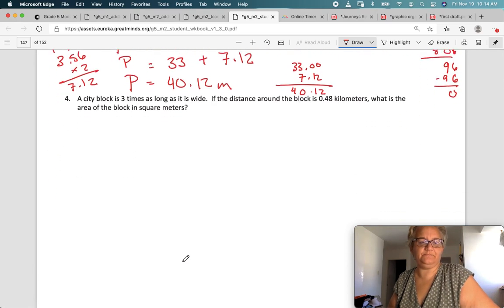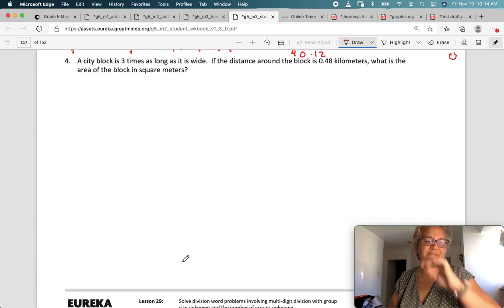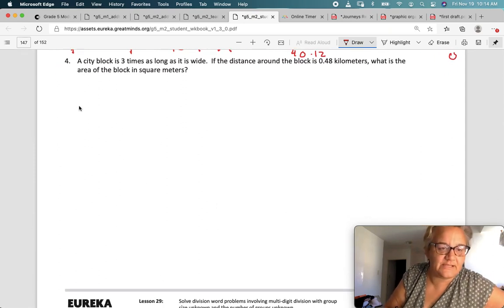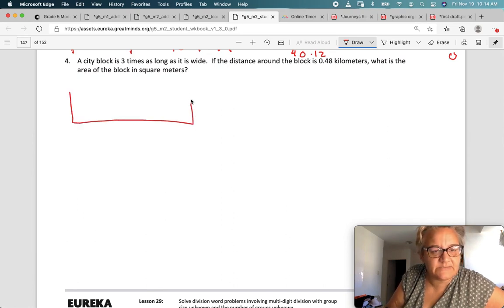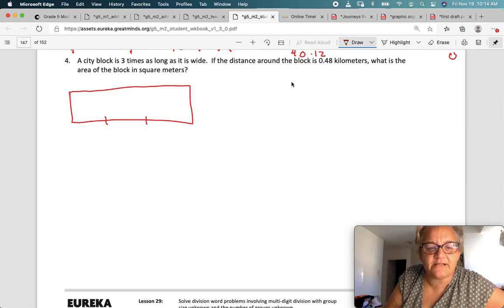Next one. A city block is 3 times as long as it is wide. Okay, so a city block is 3 times as long as it is wide. So that would be 3 times 1. If the distance around the block, all the way around, is 0.48 kilometers, what is the area of the block in square meters? Ooh, tricky. This is tricky. They're going from kilometers to meters, so we have to change units, plus they didn't give us the length or the width.